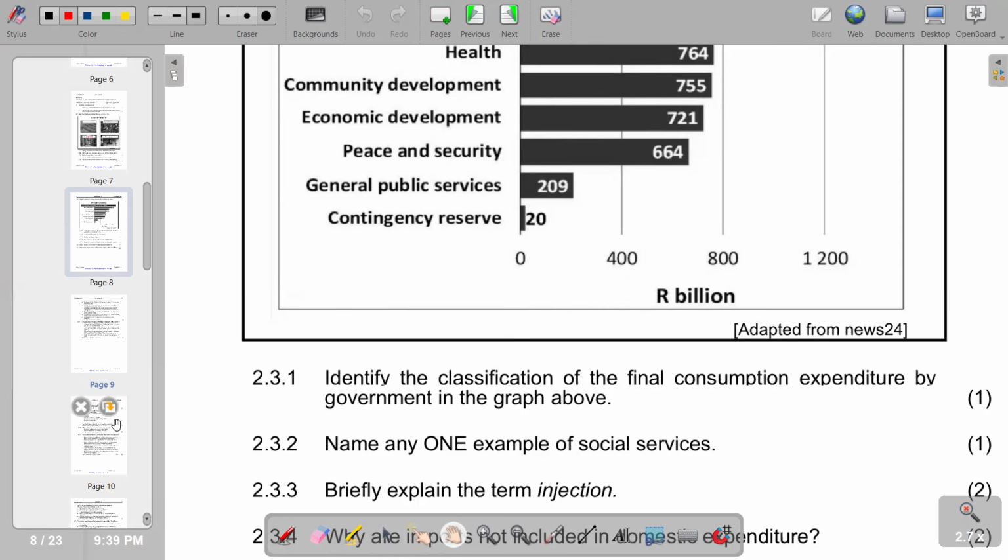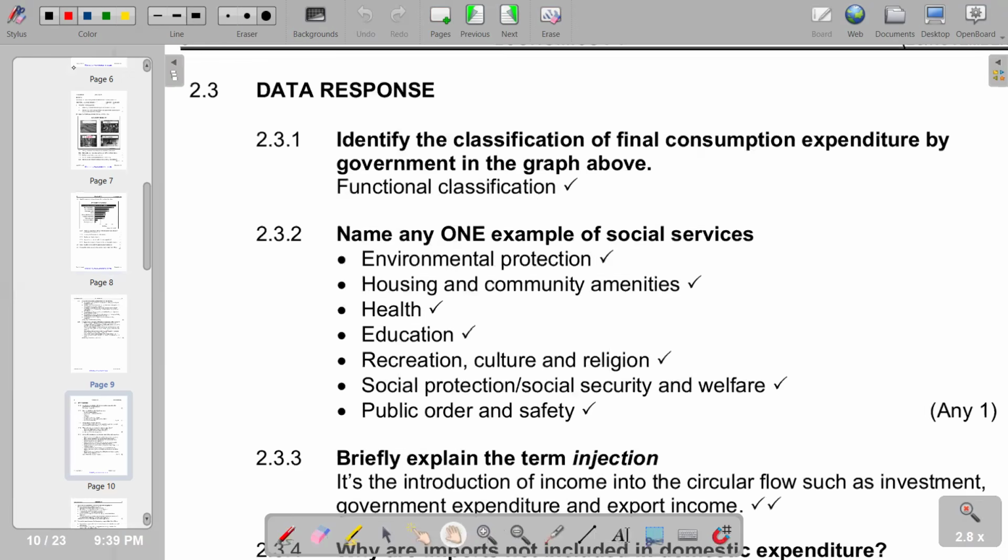So at least in terms of social service, you see that this is what we have, whereby we've got environmental protection, housing and community amenities, health, education, recreation, culture, and religion. So social protection, also you've got public order and safety. So these are the questions that we have.